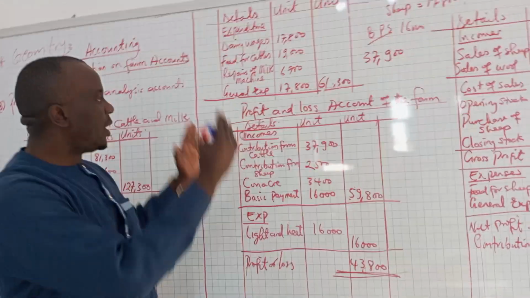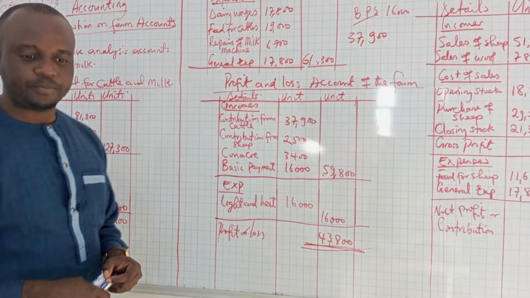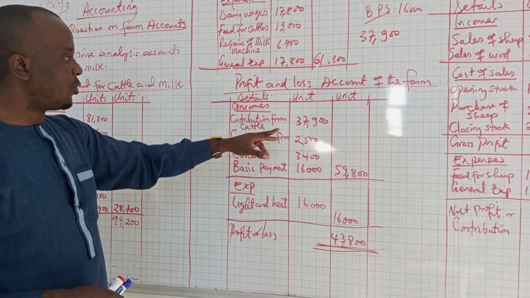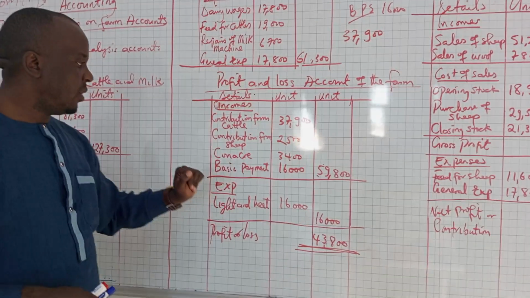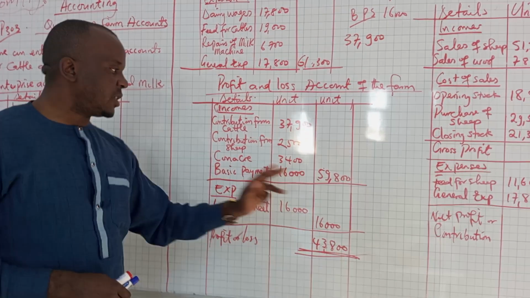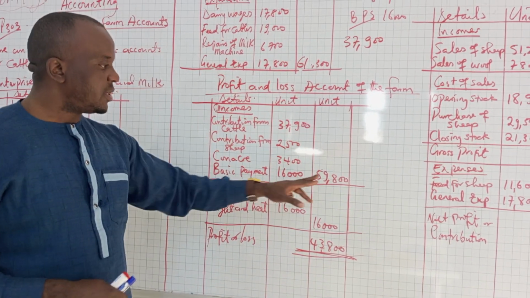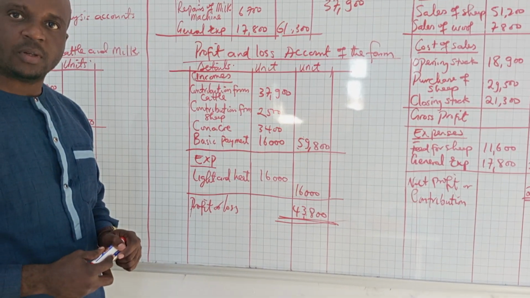So we have to put them together to know the actual profit or loss for the whole farm. Now, contribution from cattle is 37,900. Contribution for sheep is 2.5. The corner, which is a source of income, is 3.4. Basic payment scheme is 16,000. So when you put that together, it means there's a total of 59,800 as total income of the farm.